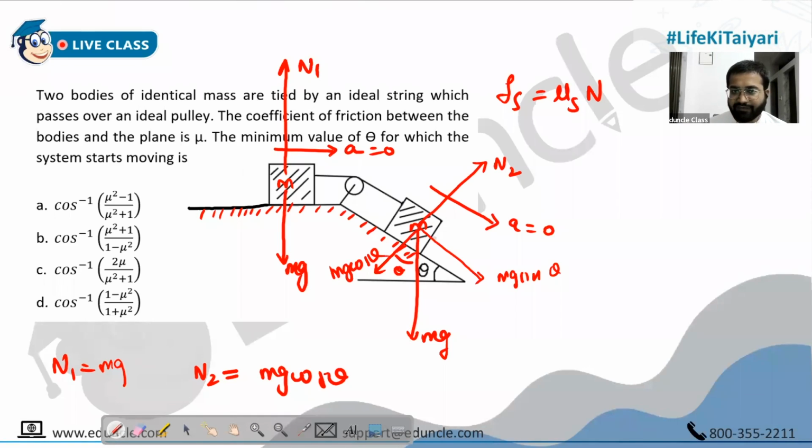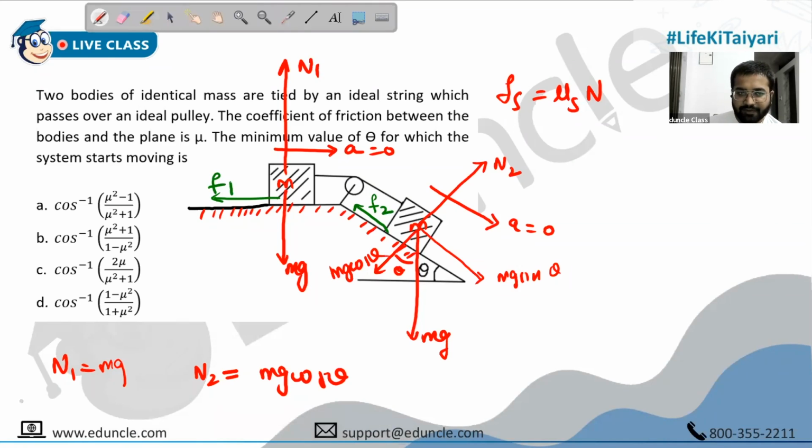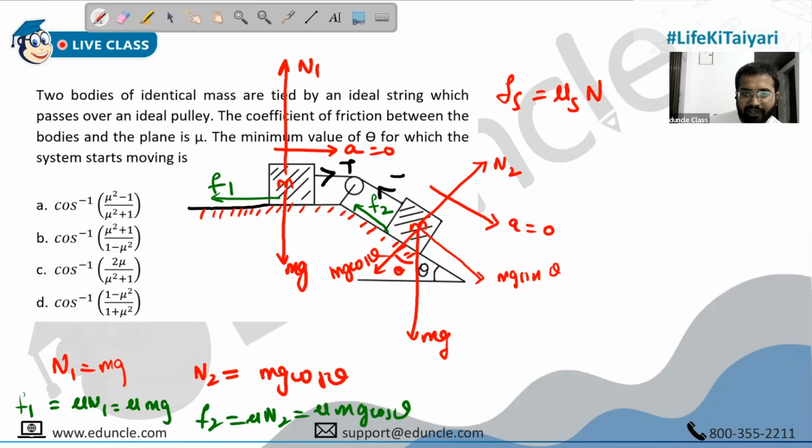We know the direction of frictions. Frictions will try to oppose. So here you have friction F2, and here you have friction F1, people. Frictions are different, but they will reach their maximum value, that's for sure, because the system just starts moving. So friction 1 is mu into N1, so that's mu mg. And friction 2 is mu into N2, so that's mu mg cos theta. And remember, there is tension T along the string towards the point of suspension. Any questions until here, anyone?